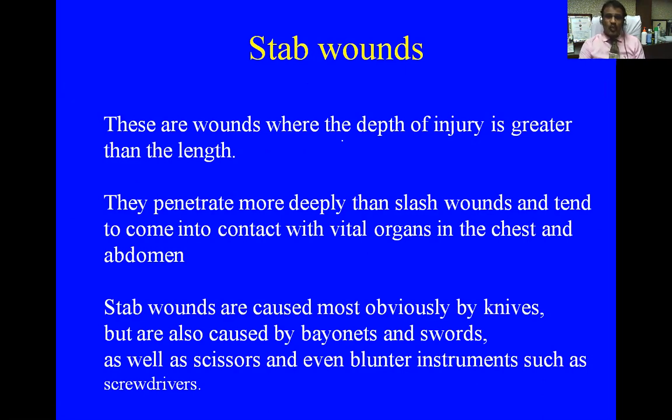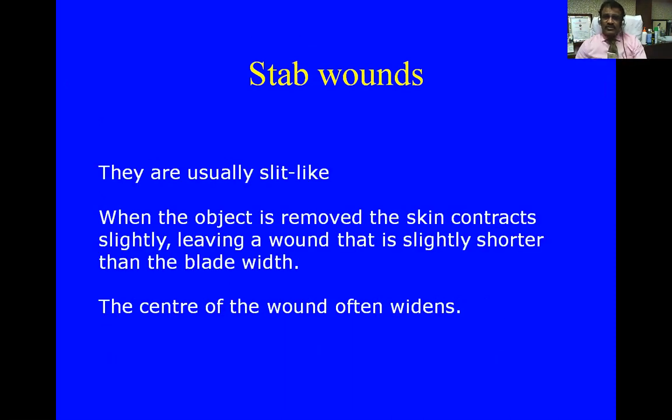bayonets and swords, and other sword-like weapons, as well as scissors and even blunter instruments such as screwdrivers. They're common household instruments. Stab wounds are usually slit-like. When the object is removed, the skin contracts slightly, leaving a wound that is slightly shorter than the blade width. The center of the wound often widens.